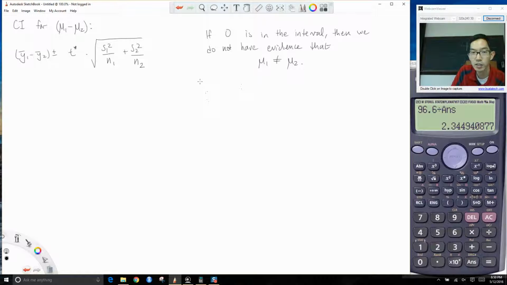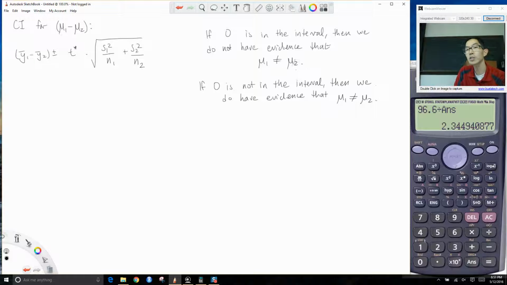And if 0 is not in the interval, then we do have evidence that mu1 does not equal mu2. And notice I don't say we have evidence that mu1 and mu2 are equal. We just say we do not have evidence that they are different.